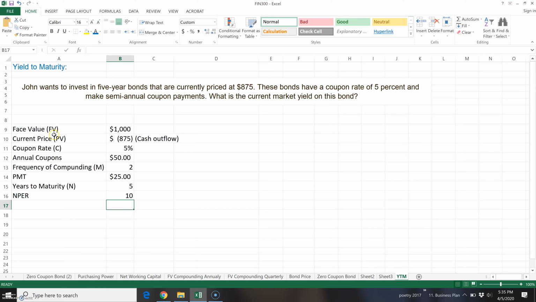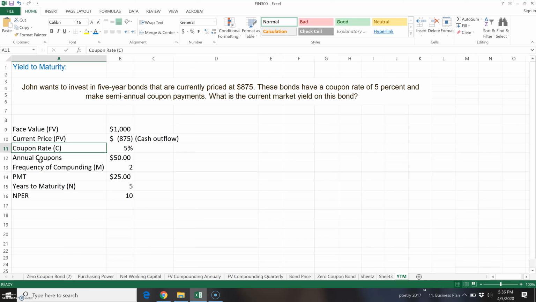So we have a lot of information over here. We have the face value, we have the current price or the present value. Remember, present value is the current value of the future cash flow discounted at an appropriate discount rate. Then we have the coupon rate. Coupon rate is the annual coupon payment of the bond divided by the face value.